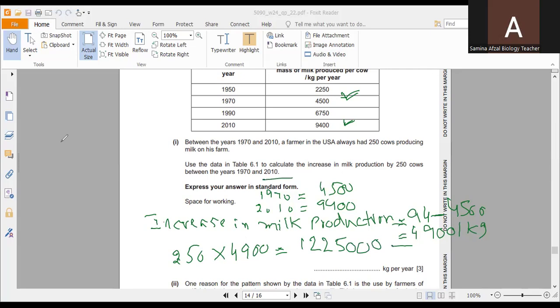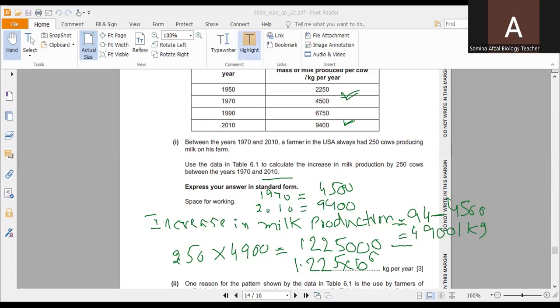So for standard form, we count the places: 1, 2, 3, 4, 5, 6. We will write 1.225 times 10 raised to power 6. We will write the answer in this way. So this is the answer in standard form, in kg per year, for 250 cows.